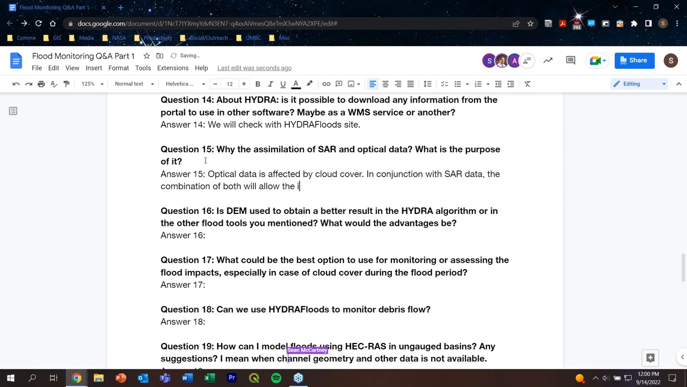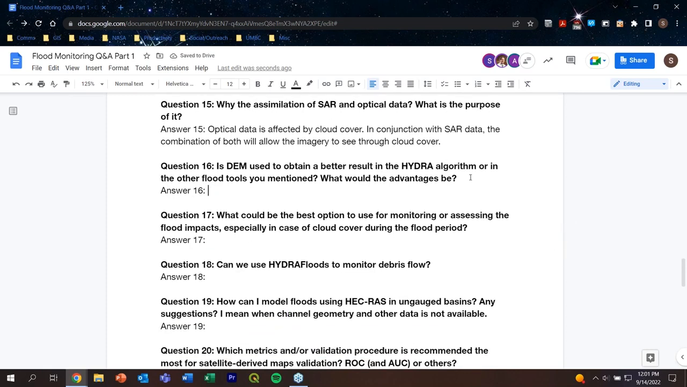Question 16 is, is DEM used to obtain better results in HydroFloods' algorithm or in other flood tools you mentioned? What would the advantage be? So yes, DEM is definitely used in all of them. The MODIS-based flood tool and HydroFloods, they all use land cover and terrain.